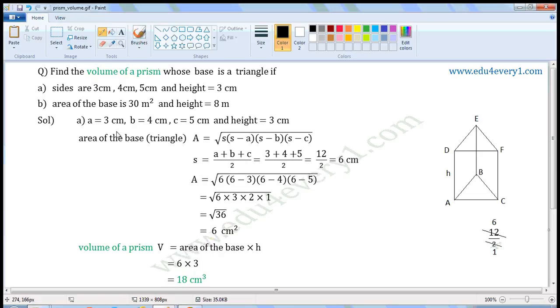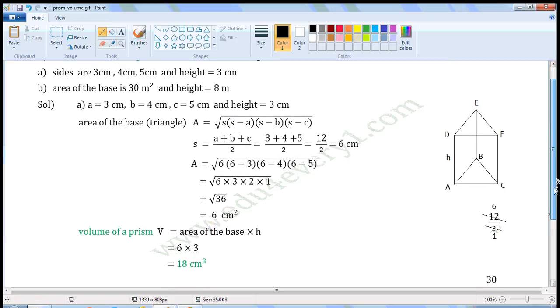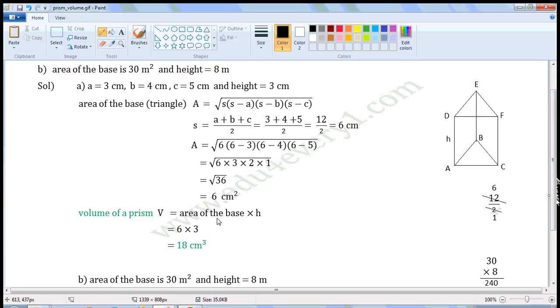The units of a, b and c are centimeters and units of s are centimeters. So units of area will be centimeter square. Now we can find the volume of a prism using the formula V is equal to area of the base into height. Substitute the values of area and height in this formula to find the volume. That is equal to 6 into 3. 6 into 3 is 18. So volume is equal to 18 centimeter cube.